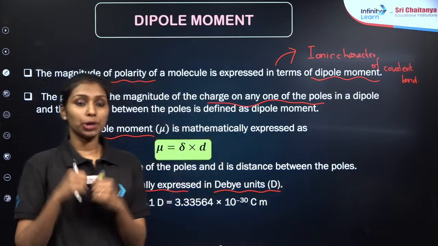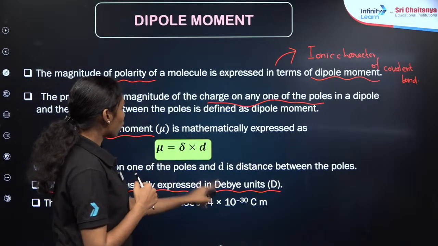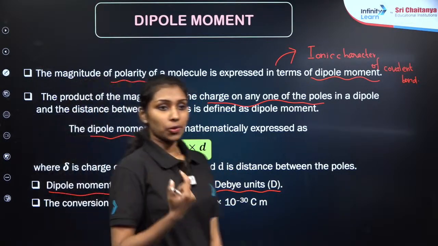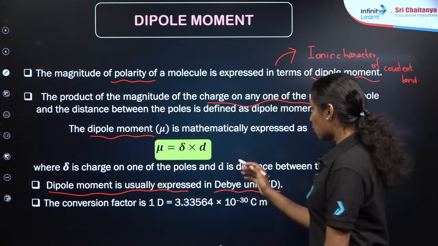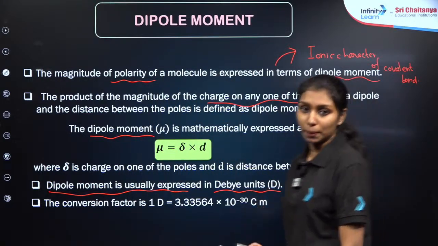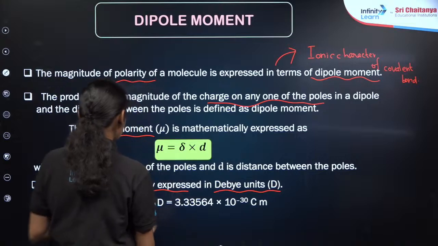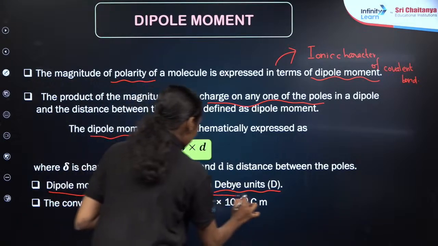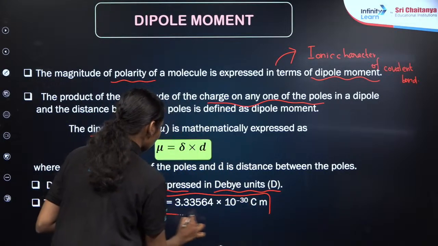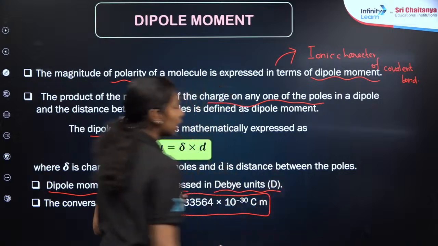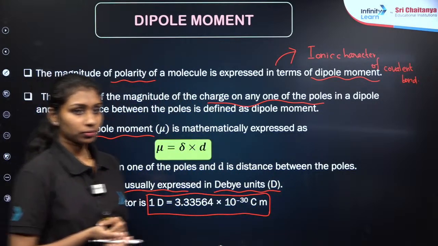The unit of dipole moment is always debye. The debye is related to coulomb meter, and there is an interconversion which is very important: 1 debye is equal to 3.33564 into 10 to the power minus 30 coulomb meter. Clear?